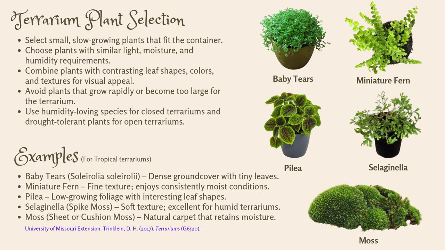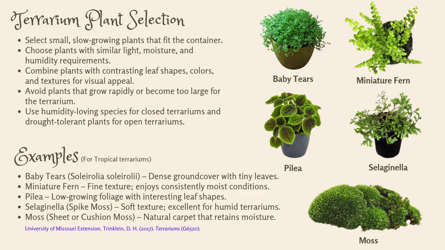Plant selection is especially important because plants will be sharing the same enclosed environment. The best terrarium plants are small, slow-growing tropical species that enjoy consistent moisture and high humidity. Choosing plants with similar environmental requirements makes caring for the terrarium much easier. A variety of leaf colors, shapes, and textures also creates visual interest. For example, Fittonia adds colorful foliage.